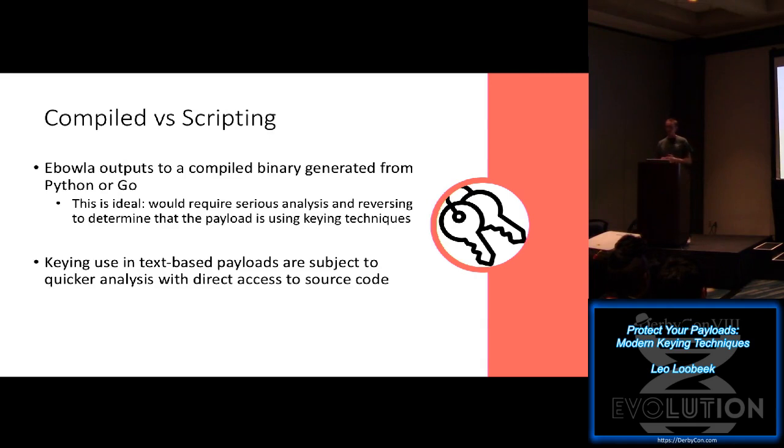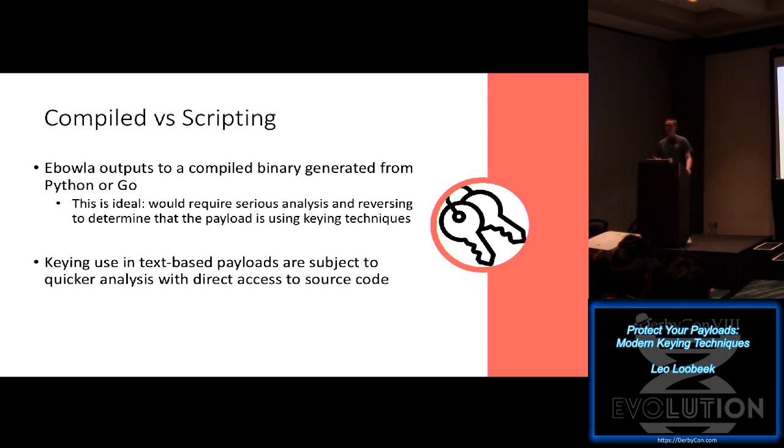So I think a necessary discussion with keying is around compiled versus scripting. Ebola outputs to a compiled binary generated from Python or Go, which is really ideal because if you execute a binary, some .exe file, and it does nothing, you're going to have to pull out some analysis tools. You might have to pull out some reverse engineering tools and figure out what's going on, and then you might determine that keying's in play. Then you have to keep going down that road.